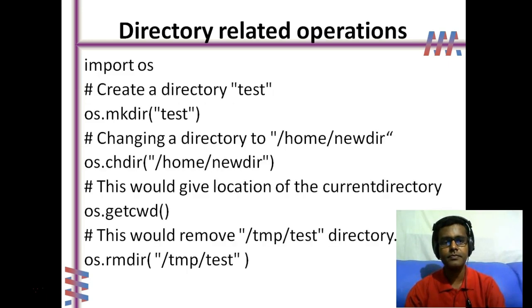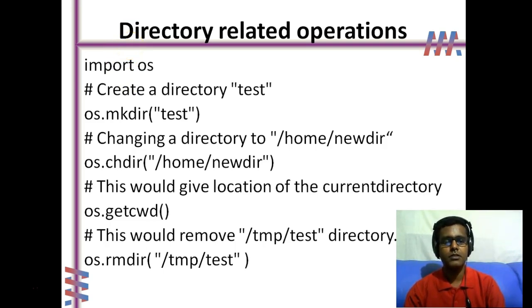The next thing we are going to see is the operations related to the directory. Here also you need the help of the OS package. All the operations related to the directory we do with the help of the OS package. So os.mkdir, that is make directory. These are commands similar to your DOS commands, which you might be aware of. os.mkdir will create a new directory with the name specified within the brackets, that is test. So it will create the directory called test.